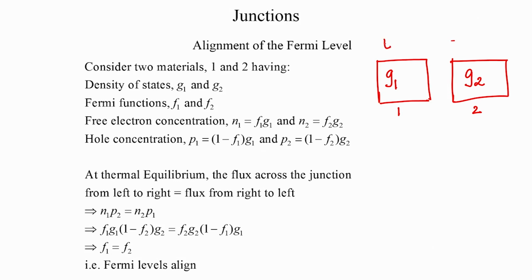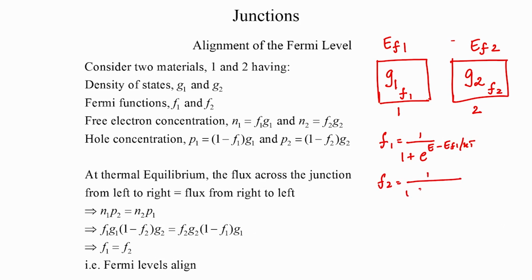So, material 1 has a Fermi level located at EF1 and material 2 has a Fermi level located at EF2, and depending upon the location of this Fermi level, material 1 will have a Fermi function called F1 and material 2 will have a Fermi function F2. So, F1 would be something like 1 by 1 plus e to the power (E minus EF1) by kT, and F2 would be of the form 1 by 1 plus e to the power (E minus EF2) by kT.